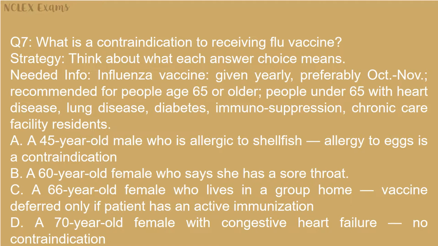A. A 45-year-old male who is allergic to shellfish, allergy to eggs is a contraindication. B. A 60-year-old female who says she has a sore throat. C. A 66-year-old female who lives in a group home, vaccine deferred only if patient has an active immunization. D. A 70-year-old female with congestive heart failure, no contraindication.